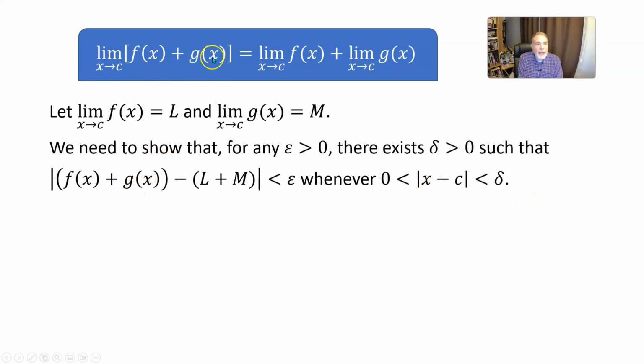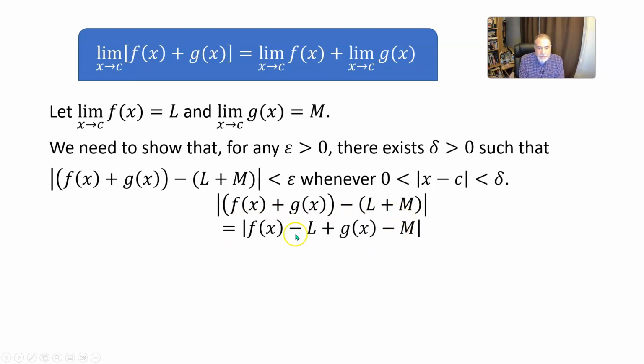We need to show that the value of f of x plus g of x is close to what we said its limit is, L plus m, whenever x is close to c. Well, take that expression, absolute value of f of x plus g of x minus the quantity L plus m, and rearrange it a bit. Put it so it's got f of x minus L plus g of x minus m. So same terms, but written in a different order.